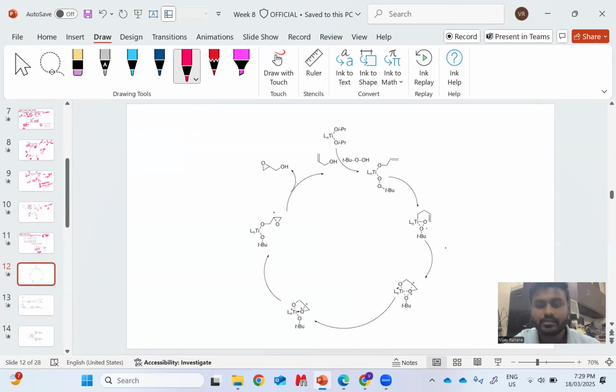The peroxide and the allyl alcohol form an intermediate 1 around the titanium. Further, this intermediate gets converted into intermediate 2, followed by intermediate 3, intermediate 4, and then it forms intermediate 5, and then the hydrolysis gives the epoxide with the enantioselective nature. So that's the catalytic cycle and the reaction mechanism of this asymmetric epoxidation reaction.